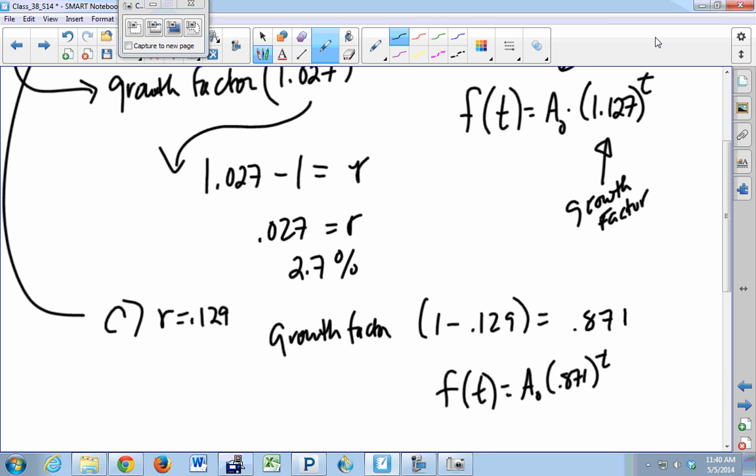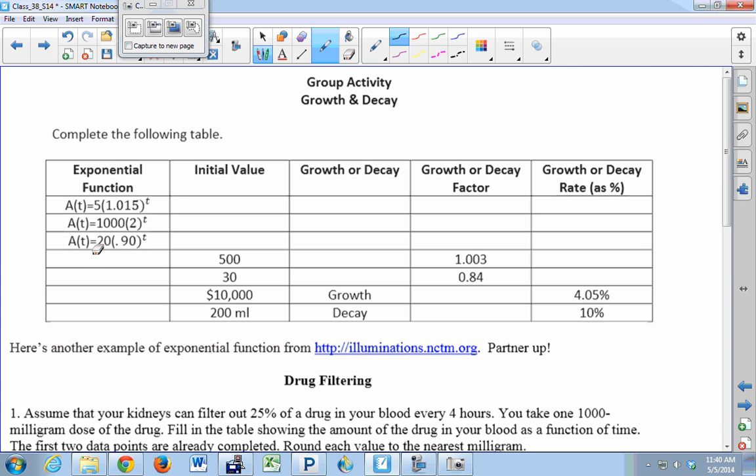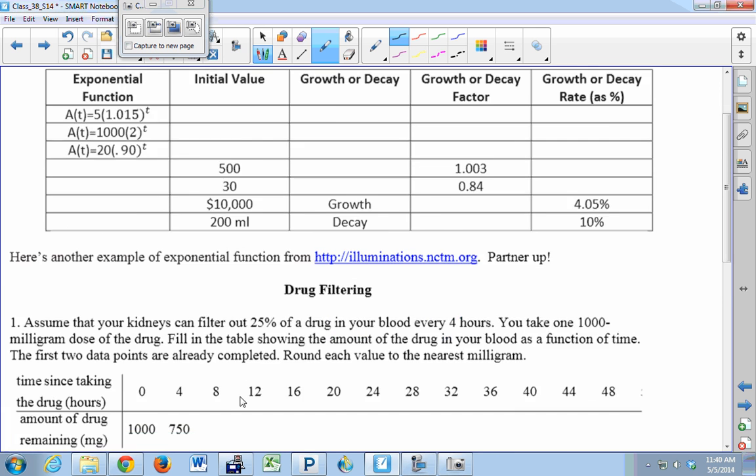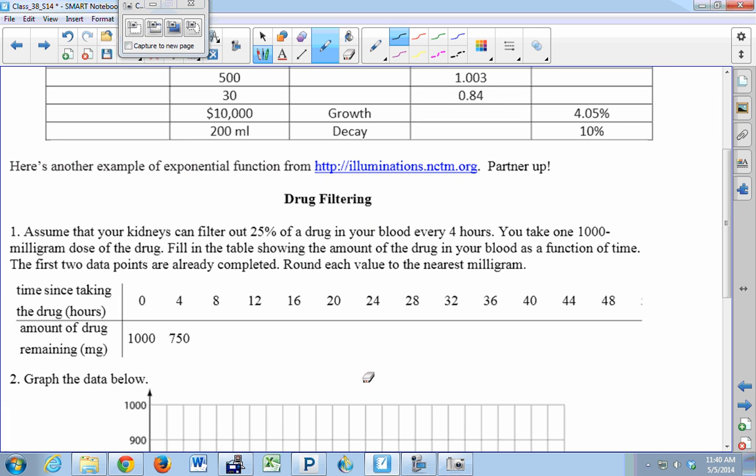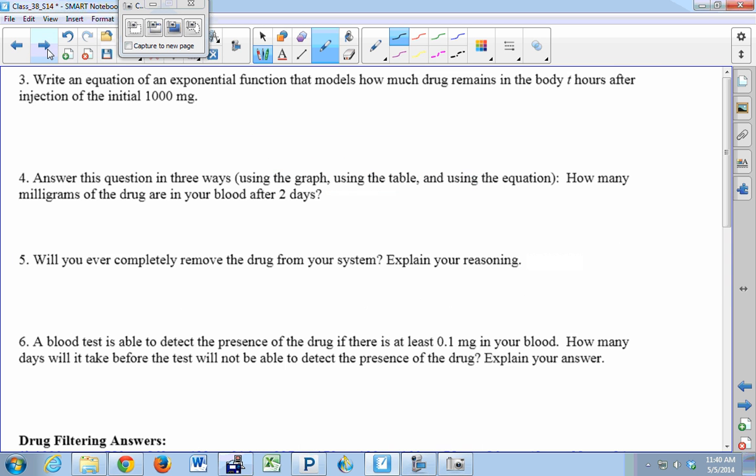So I wrote a huge group activity. You're not going to be able to get through the group activity. You'll probably only be able to get through this table before you leave. If you want to do the drug filtering, this is about drugs in our body and our kidney metabolizing drugs. This is a really good problem. And then here's your homework.